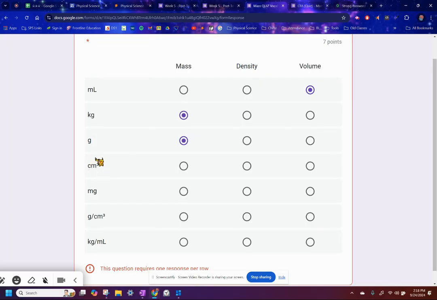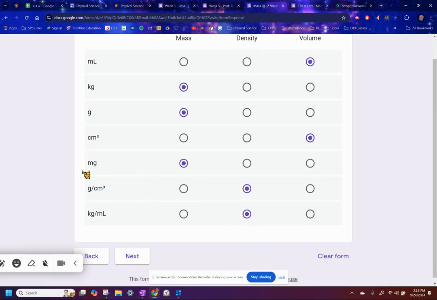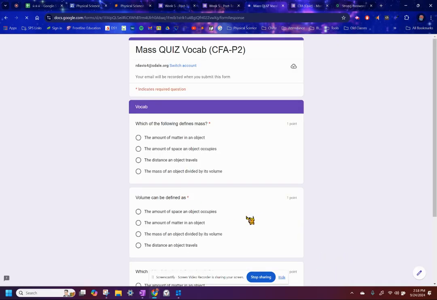A cube of something, since they're talking about 3 dimensions, is probably going to be volume. Milligrams, grams, mass. Grams per centimeters cubed, that's a density. And then kilograms per milliliter, if something is being divided, it is going to be a density. So, there we go. Next section.